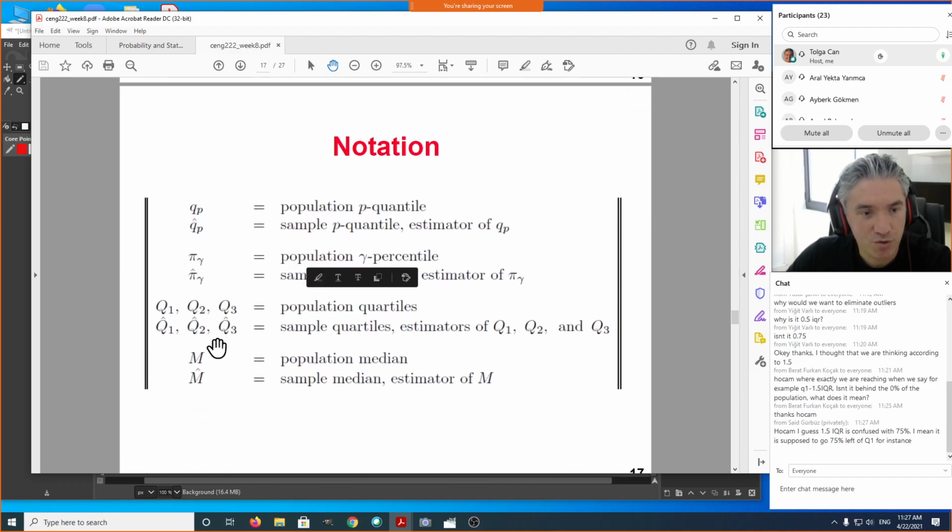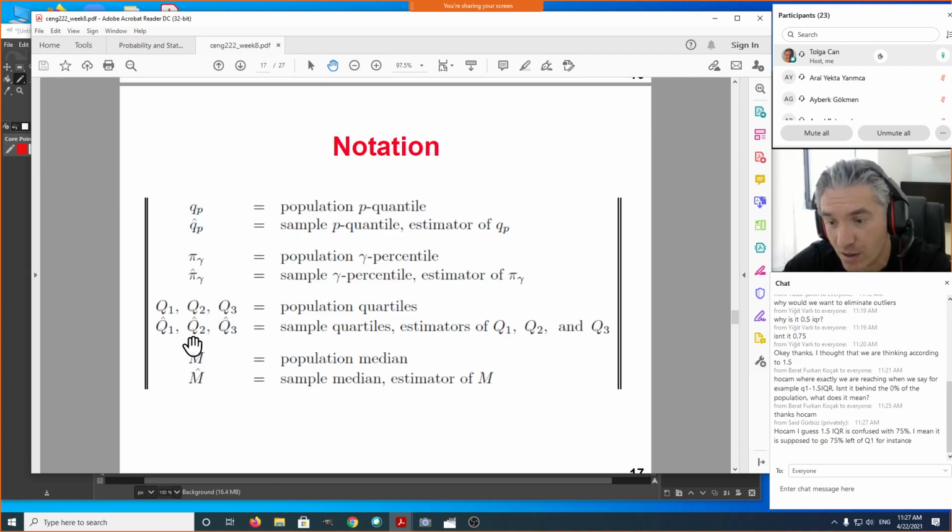Yeah, and the notation usually, this Q1, Q2, Q3, they are the population quartiles and their hat versions. So any one of these things with hats are the estimators of those population parameters, which we call sample quartiles when we measure these by sorting. All of these things are order statistics. The general term for them is order statistics.